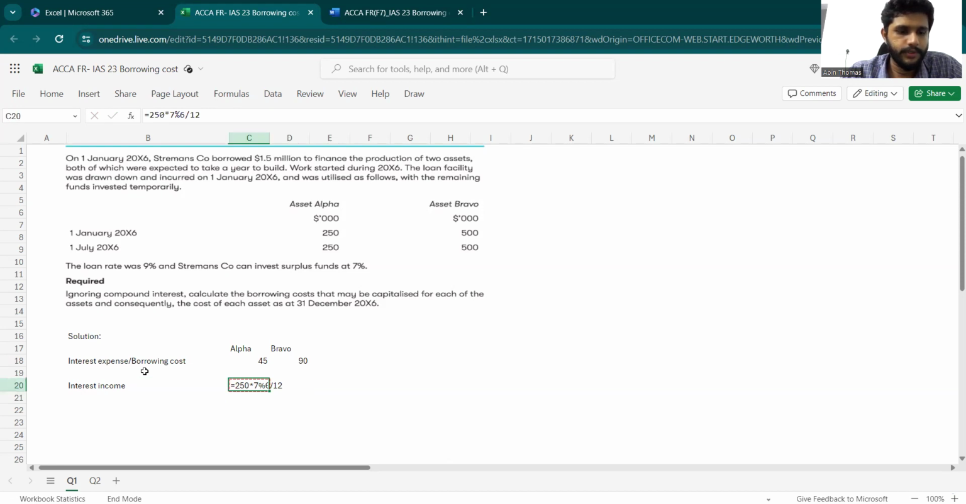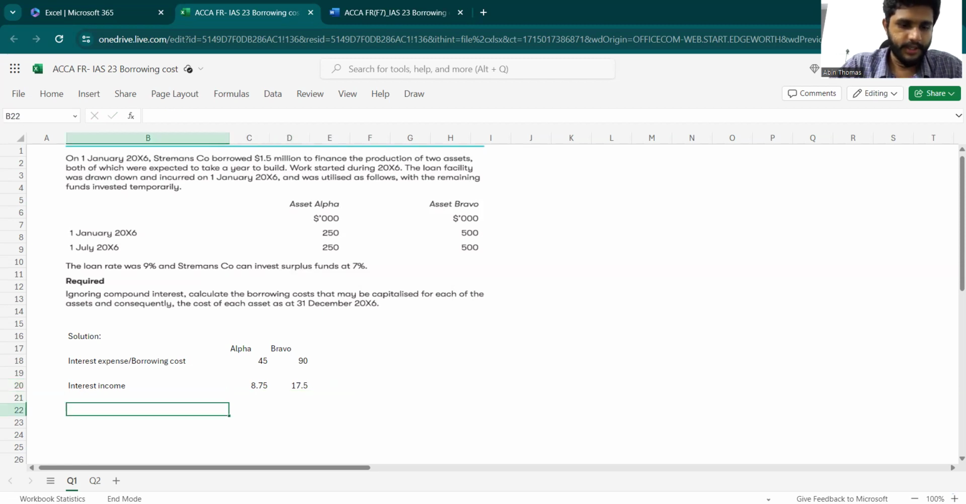See, there is a formula issue. We need to correct. See, it is 8.75. Similarly, for the Bravo also, we have to multiply 500 into 7% multiplied by 6 by 12. How much is the amount? 17.5.